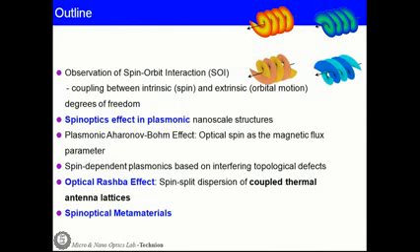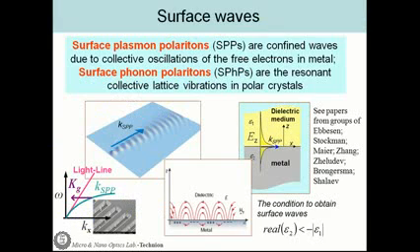So I discussed a little bit about the optical spin-Hall effect or spin-orbit interaction. I would like to talk about spin-optics effects in plasmonics, in the nanoscale, the plasmonic Aharonov-Bohm effect, spin-dependent plasmonics based on interfering topological defects, and then discuss the optical Rashba effect in spontaneous emission, specifically for thermal emission, and finish with our recent investigation of spin-optical metamaterials.